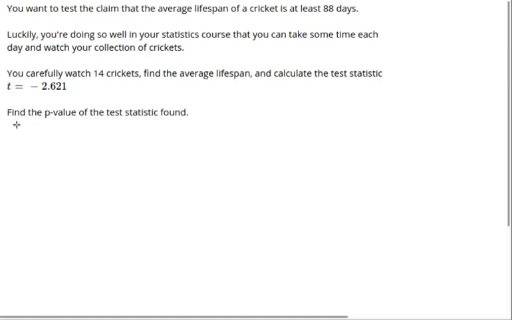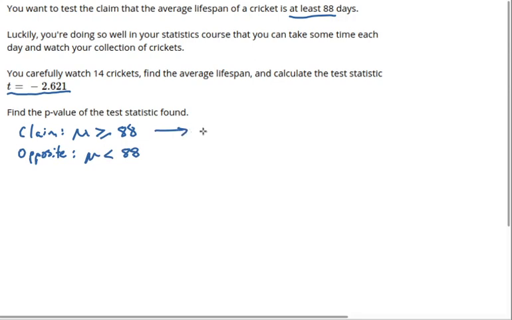Now the first thing I'll do is find what kind of test, left, right, or two-tail, this is. There's a hint in the test statistic, which I'll mention in a moment. So the first thing, write down the claim. The claim is at least 88 days. So the mean lifespan is at least, meaning greater than, or could be equal to, 88. The opposite then is less than 88.